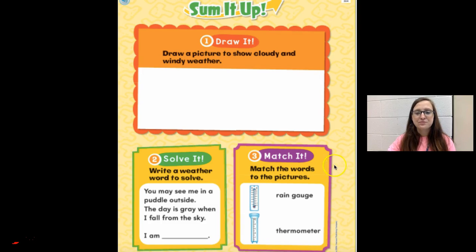Number 3, match it. Match the words to the pictures. And here are 2 of our weather tools. One is a rain gauge and one is a thermometer. You need to draw a straight line from the picture of the rain gauge to the word rain gauge, and a straight line from the picture of the thermometer to the word thermometer. Pause your video until you are done.